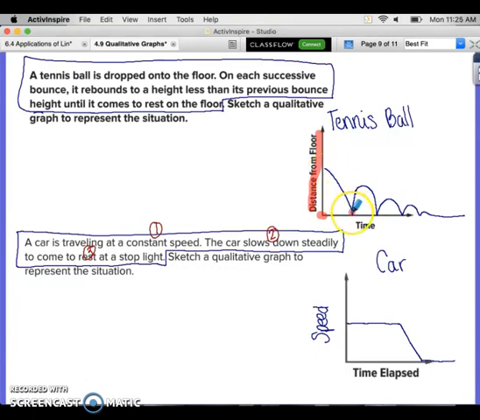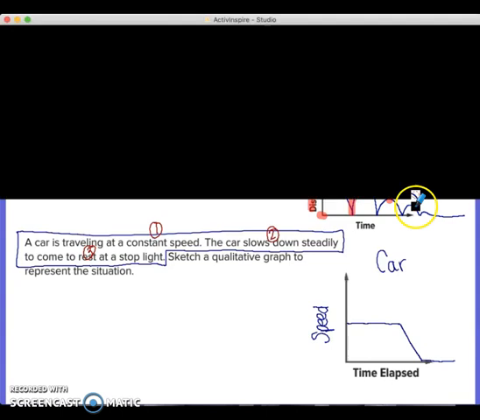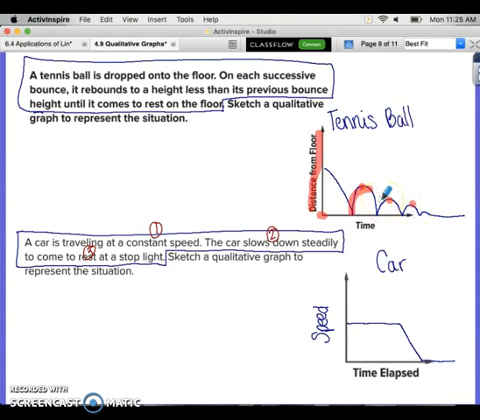But a second. And then it's going to come up, and it's not going to reach the height it first was, right? On each successive bounce, it rebounds to a height less than its previous bounce. So this one is less than this one, and this one is less than this one, and so on and so forth. See that? Yeah.